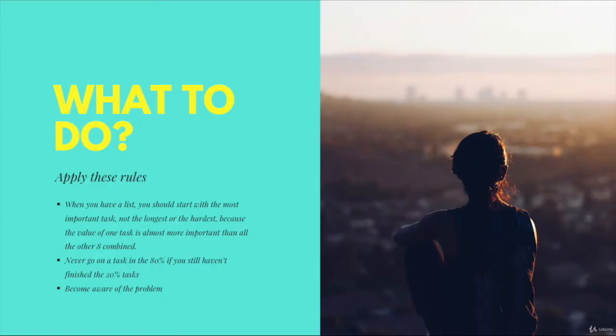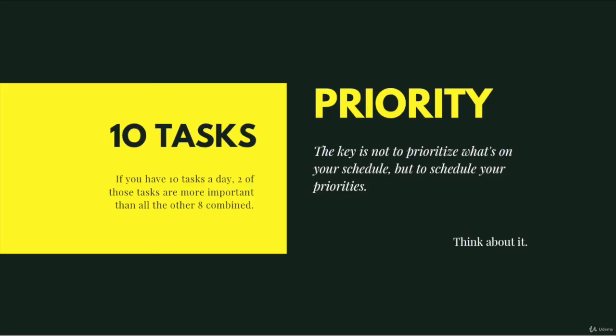So, as you guys can see in what's written in the presentation, the key is not to prioritize what's on your schedule, but to schedule your priorities. So you can't write down a schedule and then prioritize. Your schedule needs to be based on your priorities, on the critical 20%. If you have 10 tasks a day, 2 of those tasks are the most important. 2 of these tasks are more important than all the 8 combined.